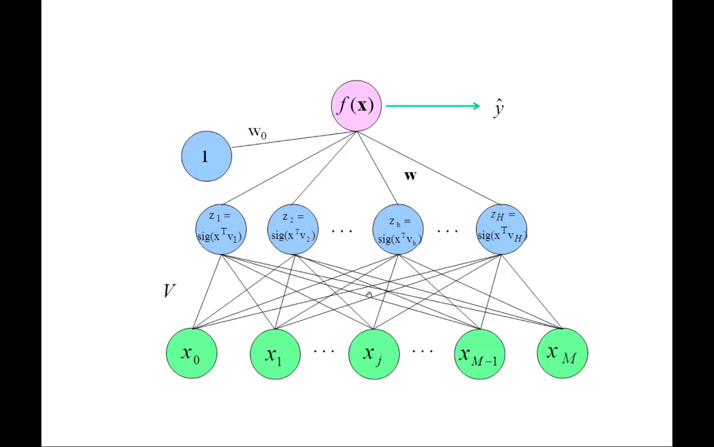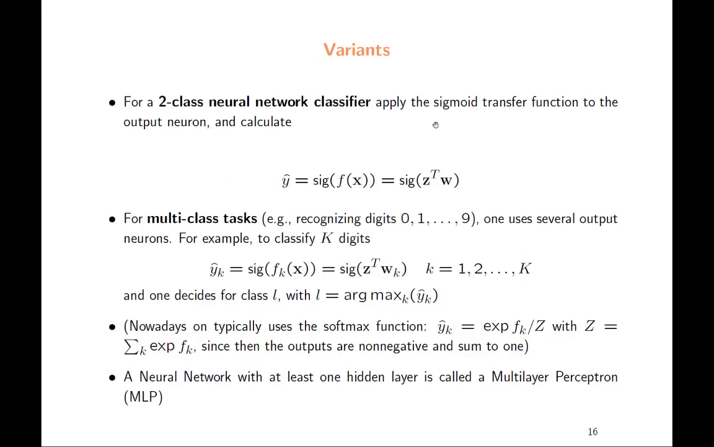Yeah, we discussed this already. We have m inputs. We have the sigmoidal transfer functions over here. We have the weighted sum of the basis functions. We have the output. So this is, as I said, a very powerful structure already.